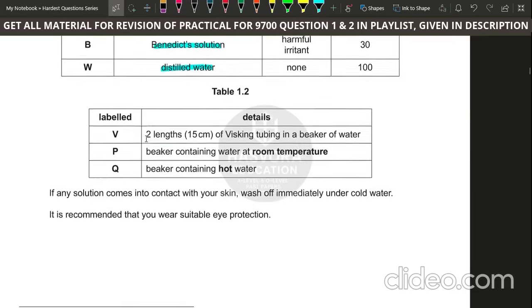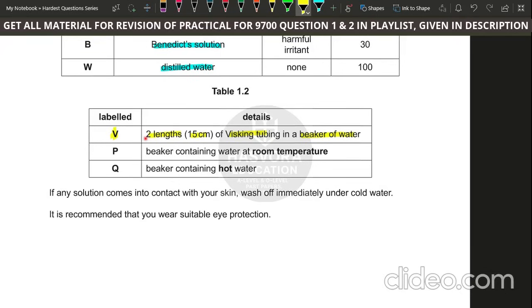Now the V is actually your two lengths of 15 cm whisking tubing in a beaker of water. They have already given it to you in a beaker of water because they know that most students find it challenging, and it is not very obvious. Only those students who have done this experiment will know that it is a little bit challenging to open the whisking tubing for the first time. So I usually cover these challenges, or the hard points of the questions, because I know that when the student is actually performing the experiment, he will find it difficult.